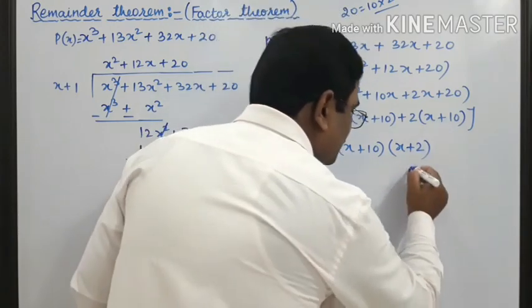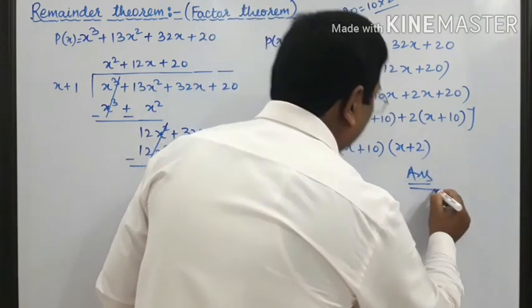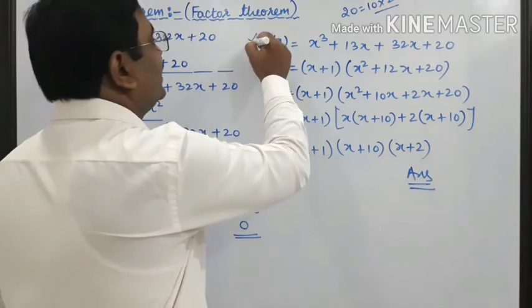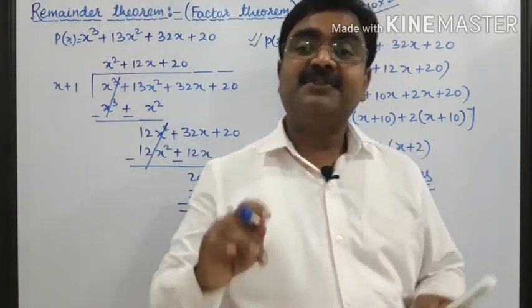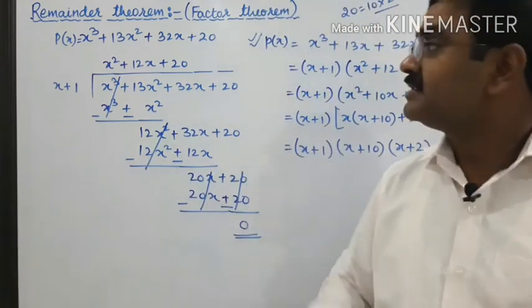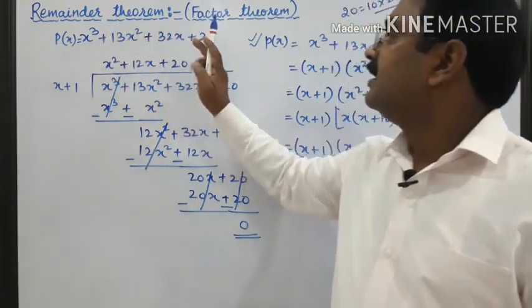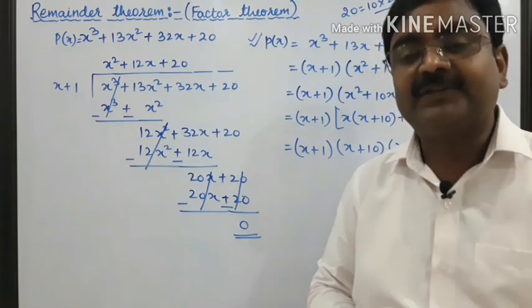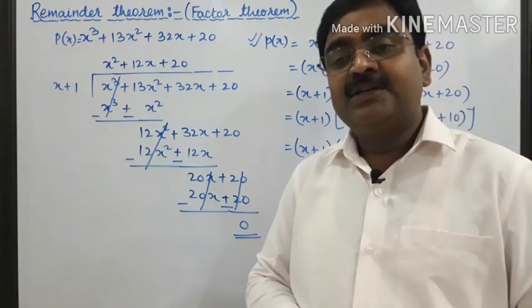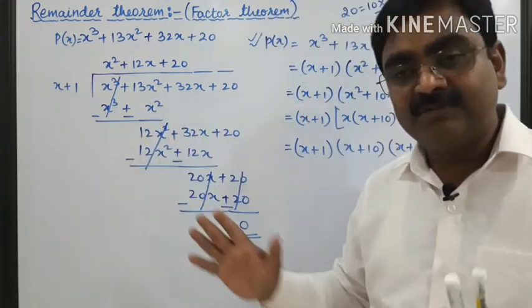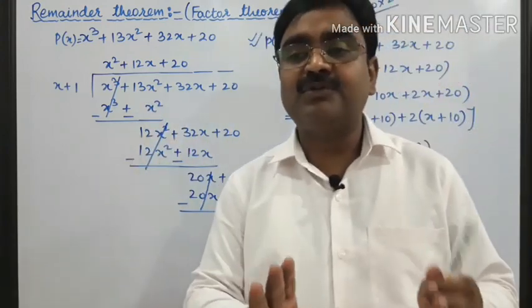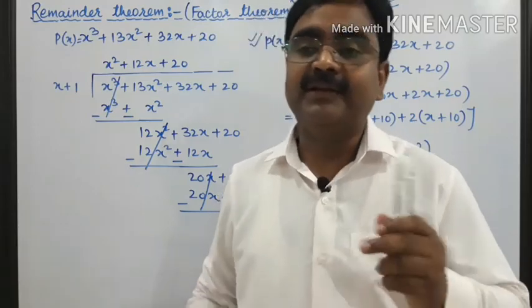So these all are the factors of our required cubic polynomial, and this method, this trial and error method, is known as the remainder theorem, or you can say the factor theorem. Right? So based on these examples, these theorems, you need to solve all the questions which are given there in your assignment sheet.